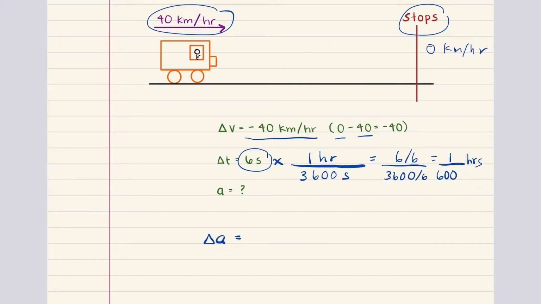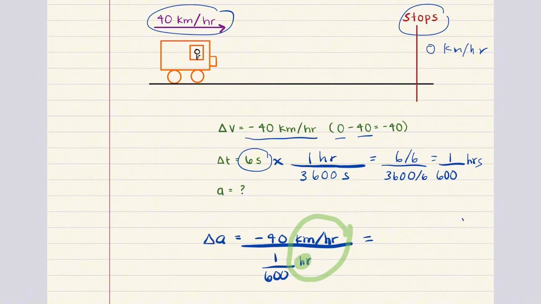Acceleration is equal to negative 40 kilometers per hour divided by 1 over 600 hours. Now, really quickly, let's focus on the units here. We have kilometers per hour, and then we're dividing by hours. So our final units are going to be kilometers per hour squared. Okay, so that's our units, kilometers per hour squared.